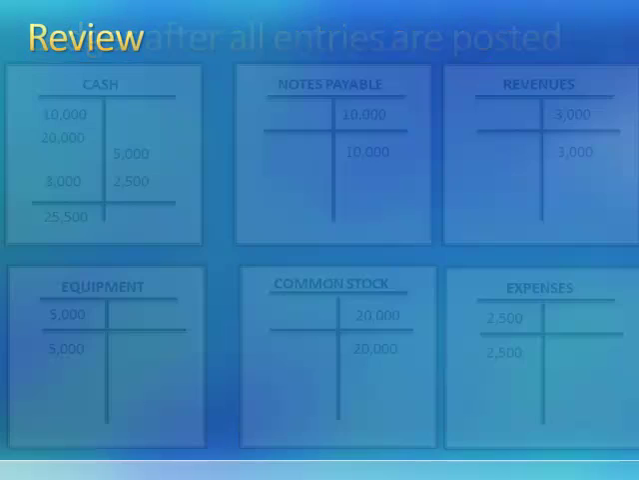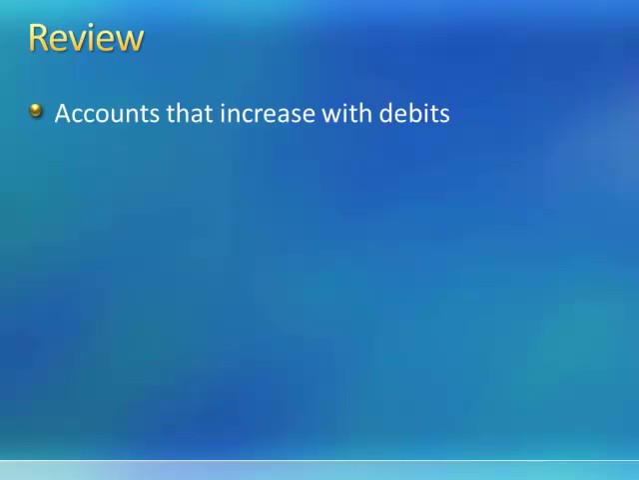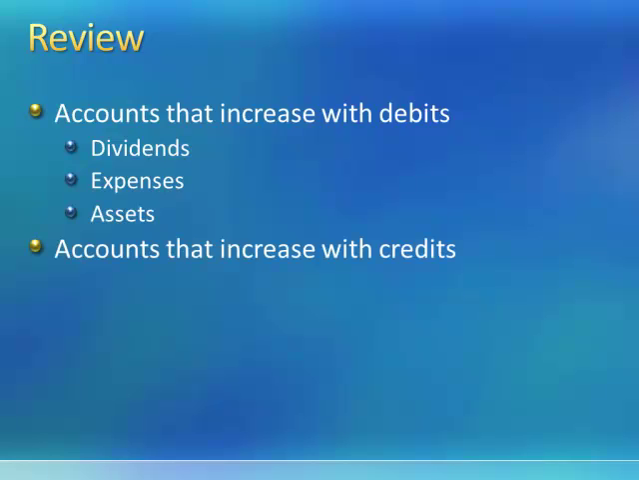So now let's review. Accounts that increase with debits are dividends, expenses, and assets. Accounts that increase with credits are liabilities, equity, and revenue. I know we've said that a lot, but I can't emphasize the importance enough. You must commit this to memory to be successful.